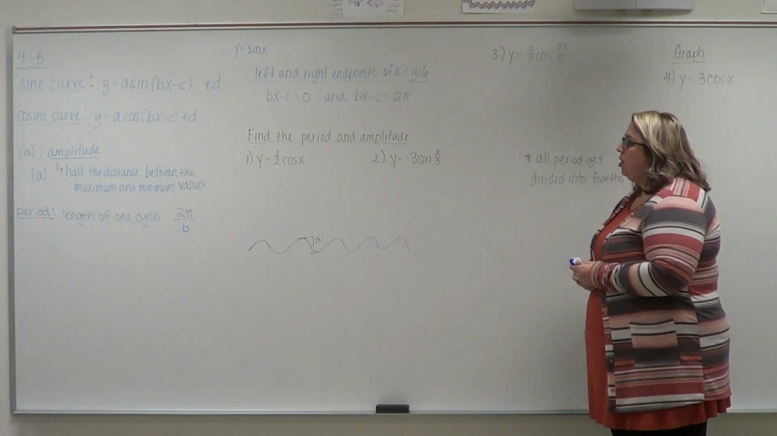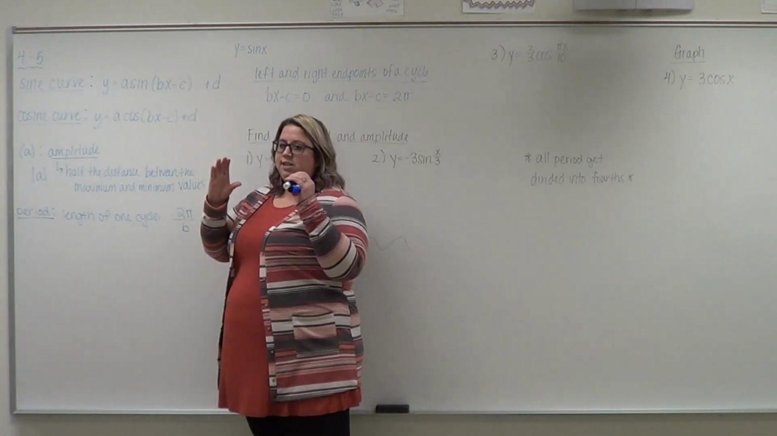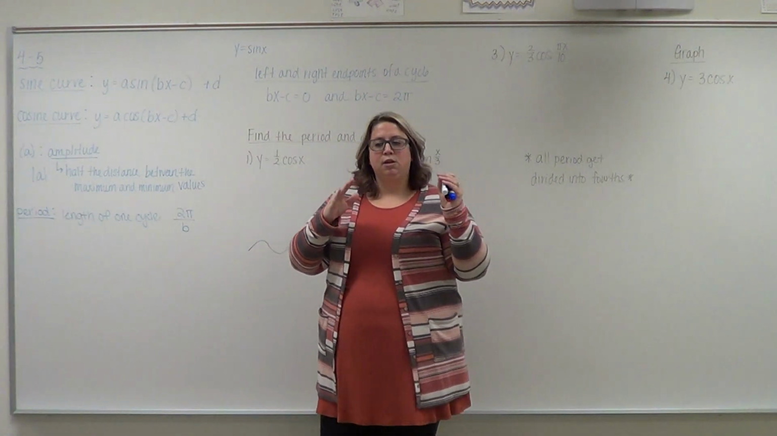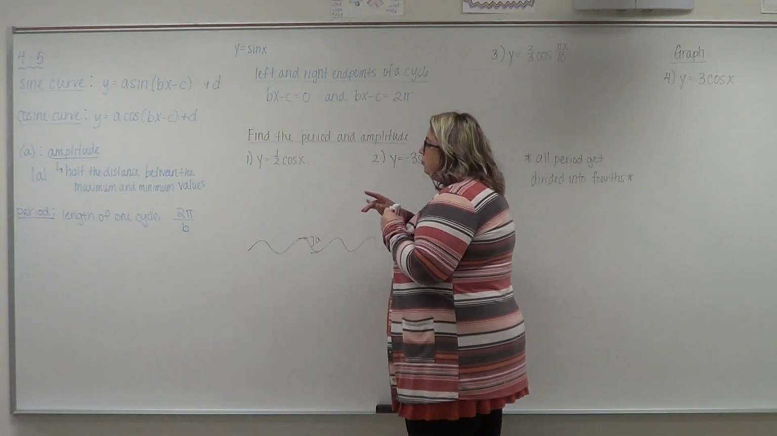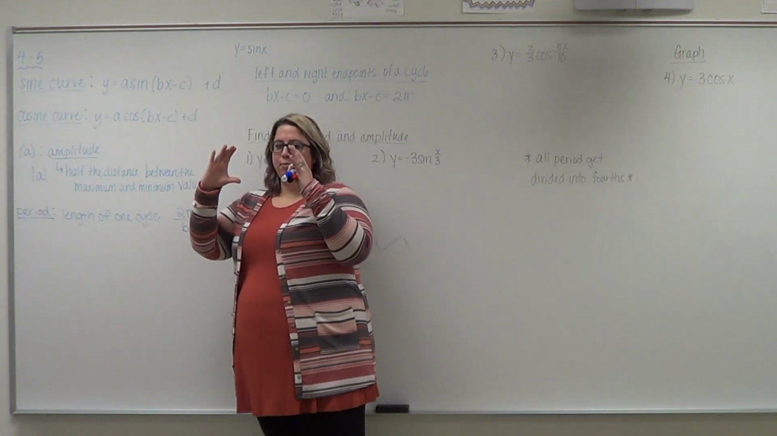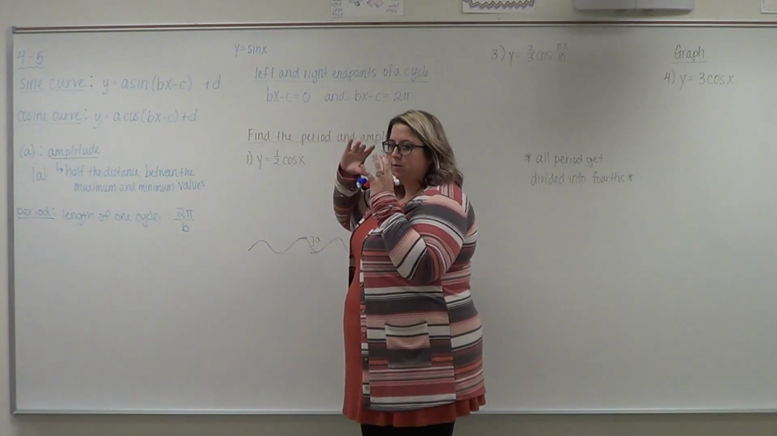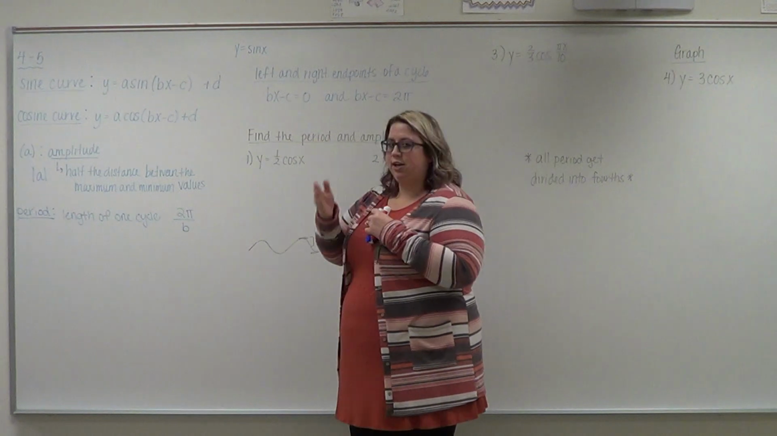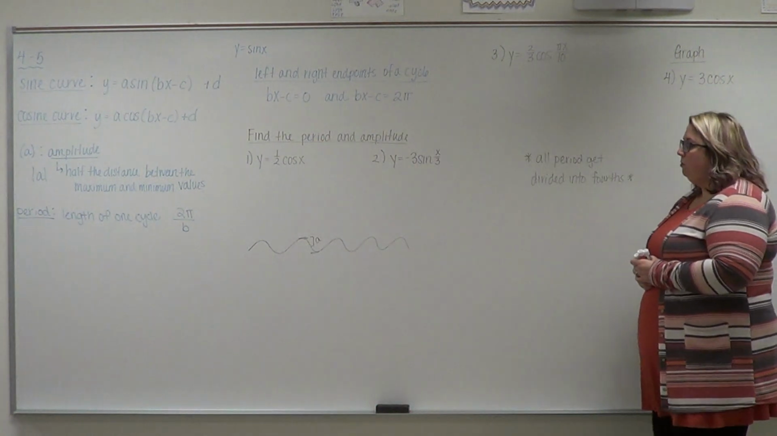If it doesn't start at 0, so if you have something in parentheses, you have to find your new endpoints, which we won't talk about today, we'll talk about it on Wednesday. If it has different endpoints, this is how you find them. You set what's in parentheses equal to 0, because that's your normal starting point, and then equal to 2 pi.